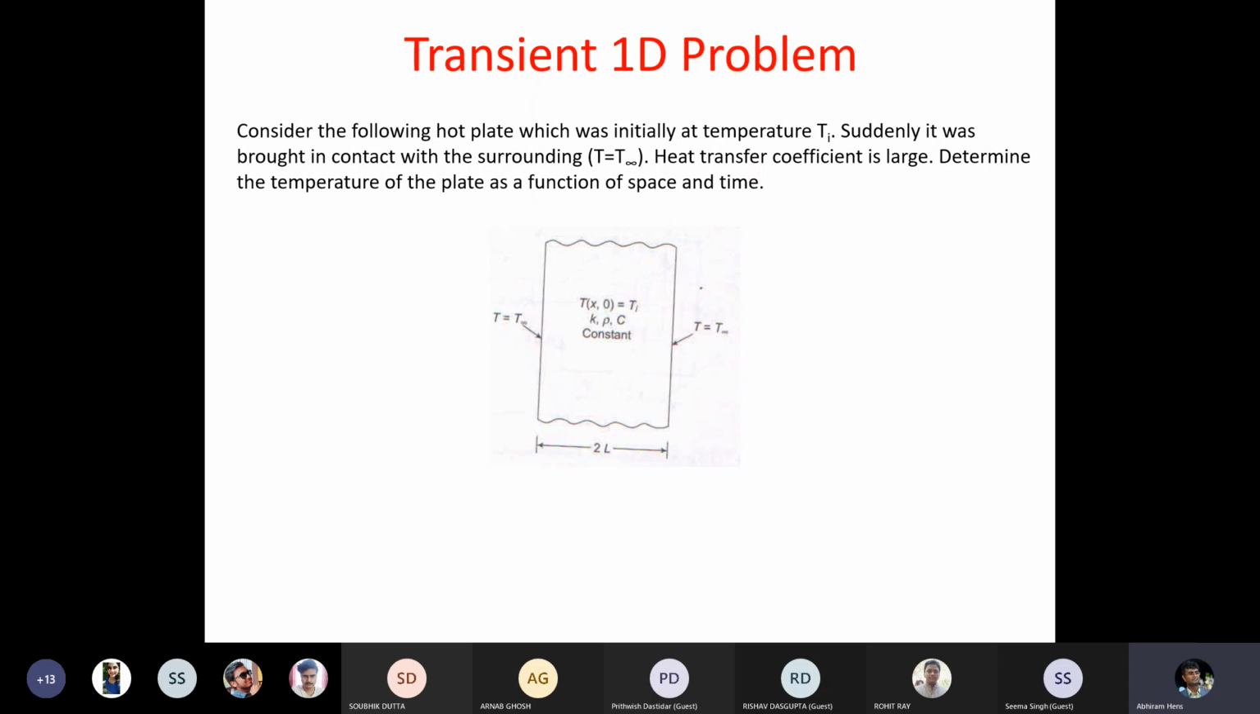So the problem that we are going to choose here is like this.